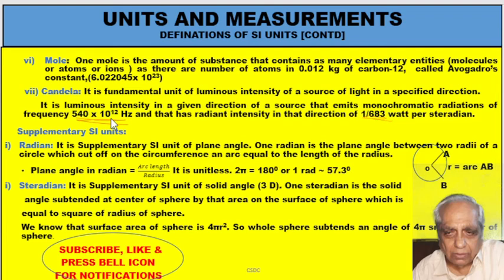Then we go to steradian in the same manner. Now this is 3-dimensional. So if I am having a sphere, and if I take an area equal to r square, then one steradian angle will get formed at the center. Therefore, as the total area of the sphere is 4 pi r square, and if the area is r square, the angle is 1. So now this is 4 pi r square, so the angle would be 4 pi. So this is about the various units.